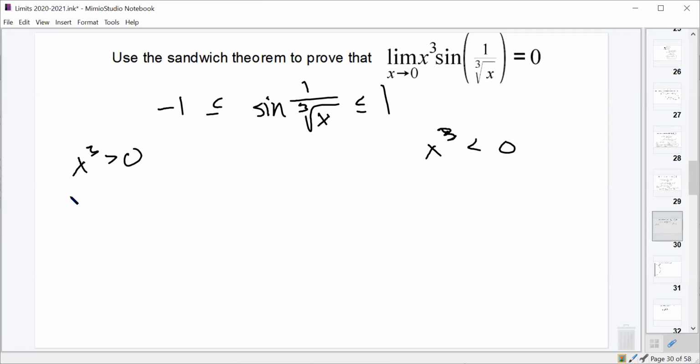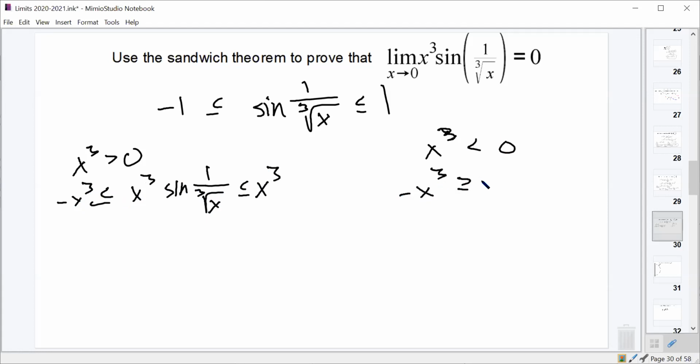One where we multiply by a positive x cubed, which gives us negative x cubed is less than or equal to x cubed sine of the 1 over cube root of x is less than or equal to x cubed. And on the other side, when I multiply by x cubed, what has to happen? When x cubed is less than 0, I need to flip my inequality signs. Everybody see why I need to flip the inequality signs there? Multiplying by a negative? Multiplying by a negative, that's exactly right.